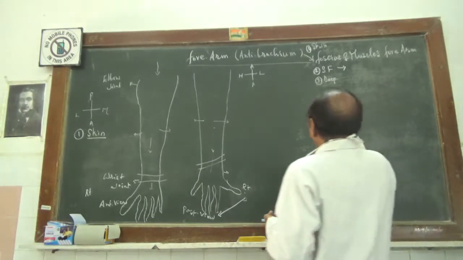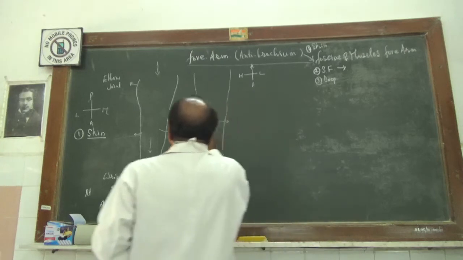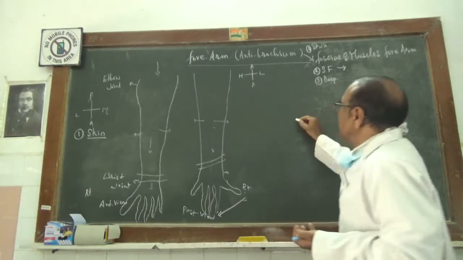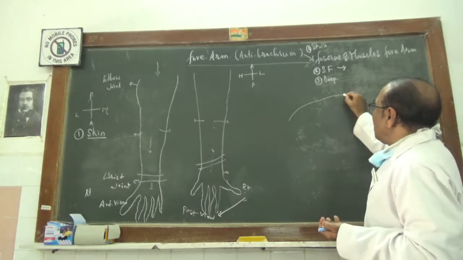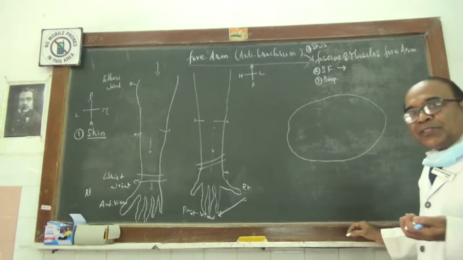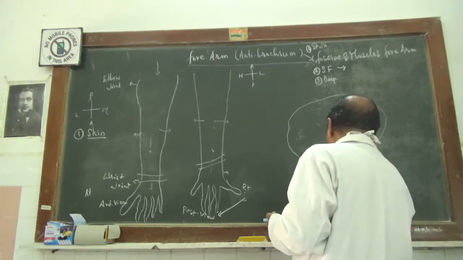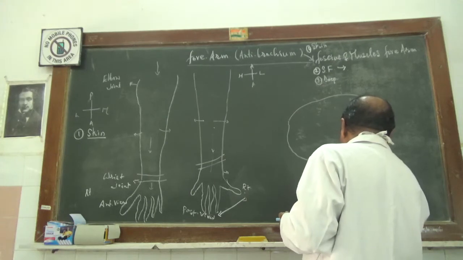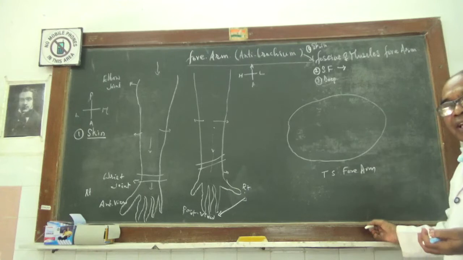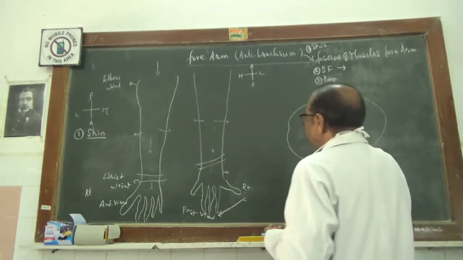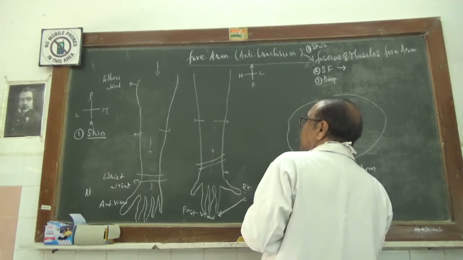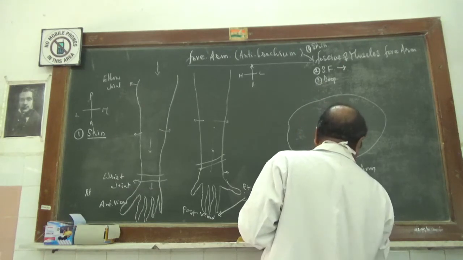Now, in order to understand the fascia, we have to take the cut section of the forearm. The cut section of the forearm will come like this. This is said to be the forearm TS, the transverse section of the forearm. Now in the TS of the forearm, on this side you will see the anterior view.